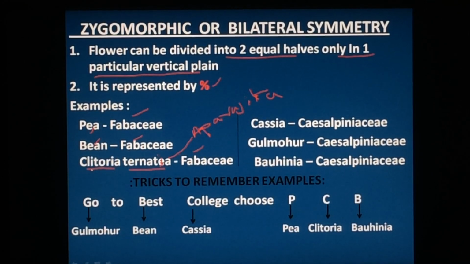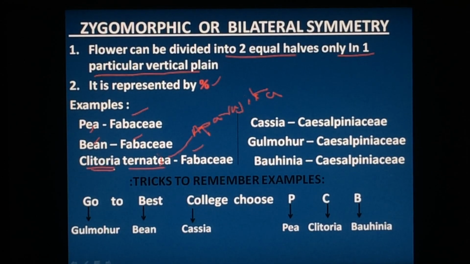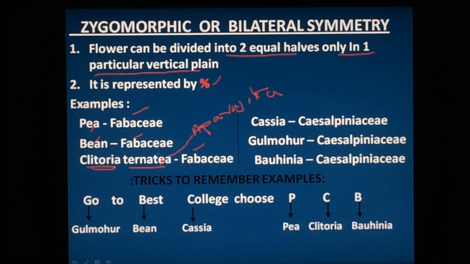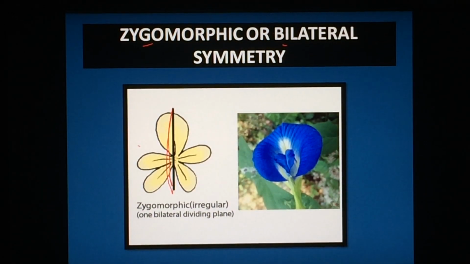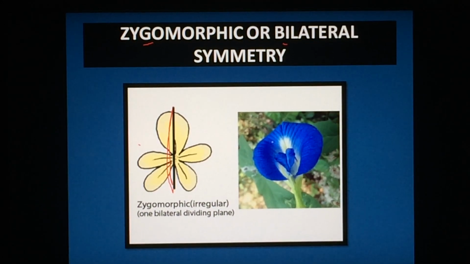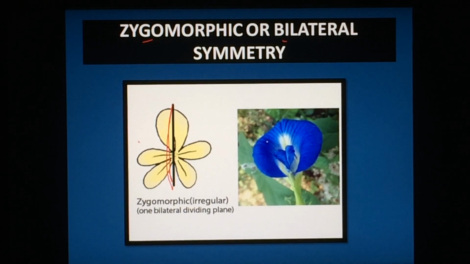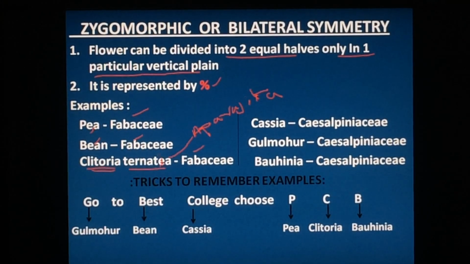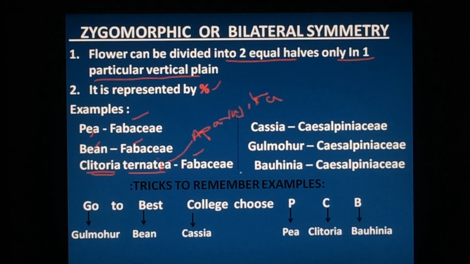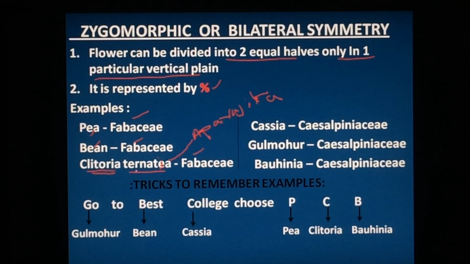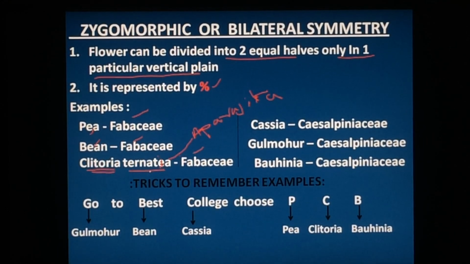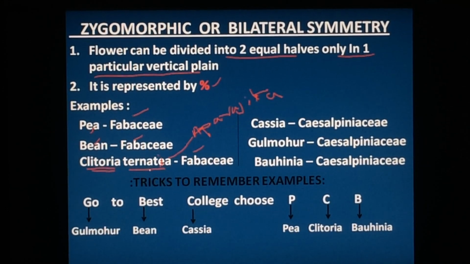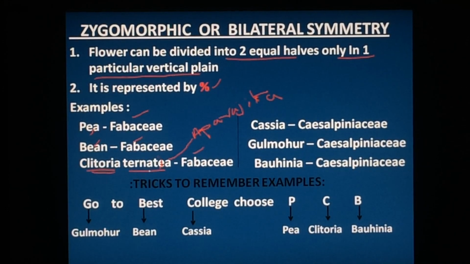Why the name Clitoria? It looks like a female genital organ. That's why the name is Clitoria. It has a female genitalia-like structure. That's why the name Clitoria ternatia. It is a leguminous plant. Clitoria, in examinations they will ask. It is an example for zygomorphic.